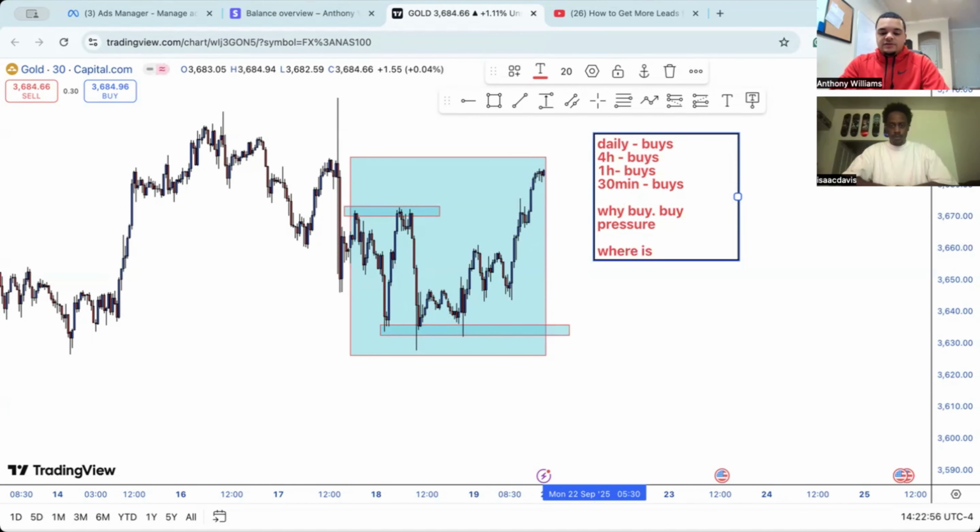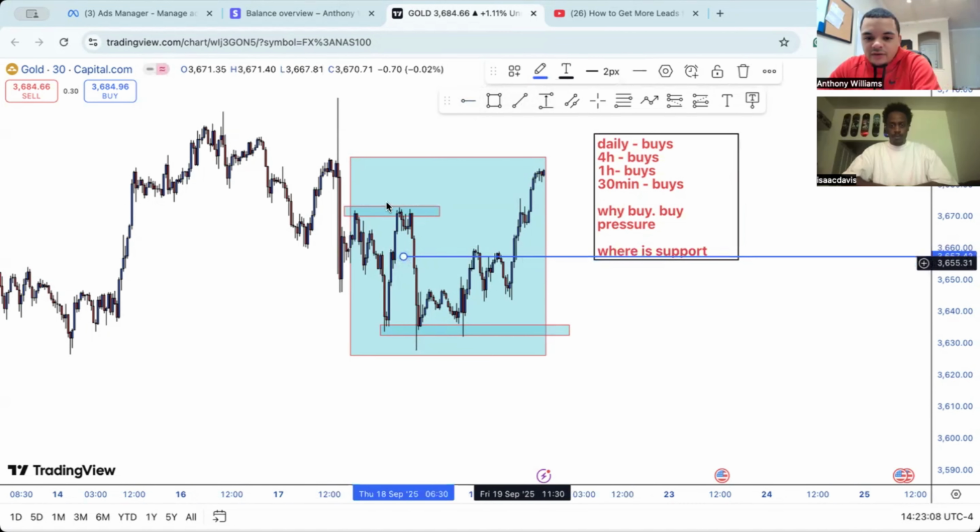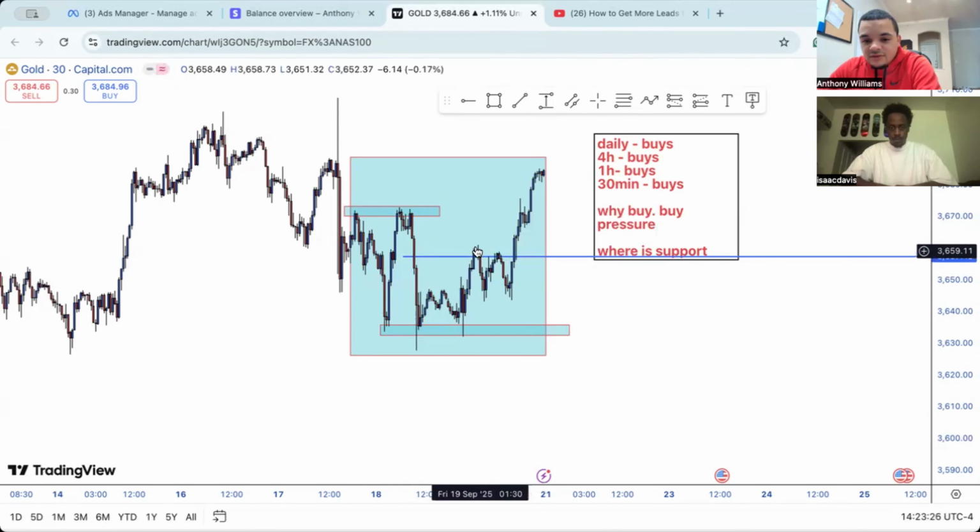Where is support? Because like I said, you buy at support, you sell at resistance. I'm not going to buy right here. I'm not going to buy right here. I'm not going to buy anywhere in here unless I'm at some type of support. Because if you bought right here, look, price came down. So you have no support right here whatsoever. If anything, you've got resistance, resistance. So there should be no reason you're like, I'm buying right here at all.